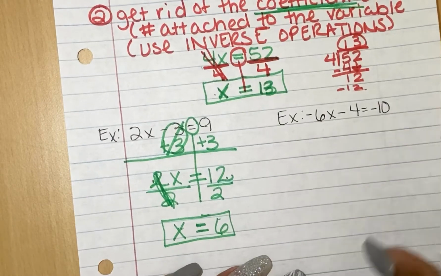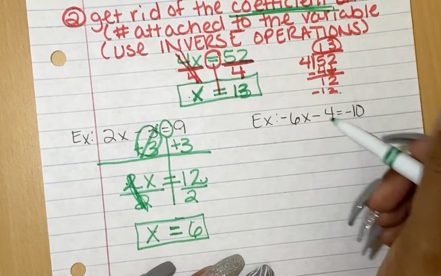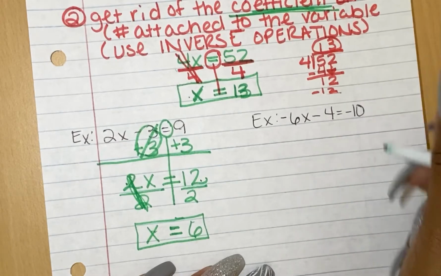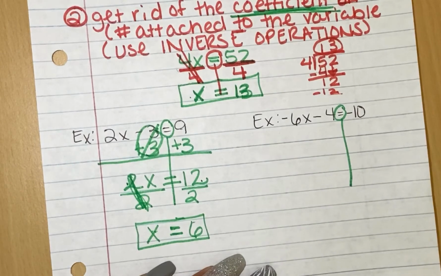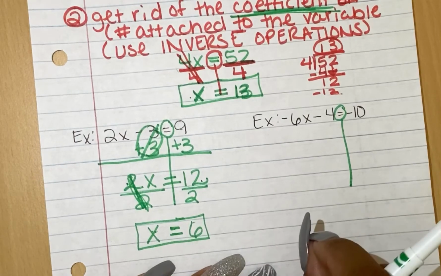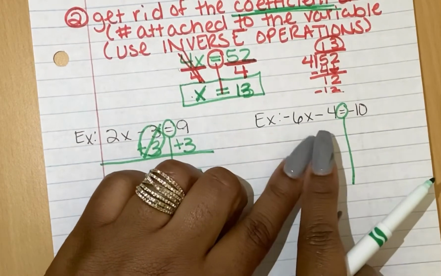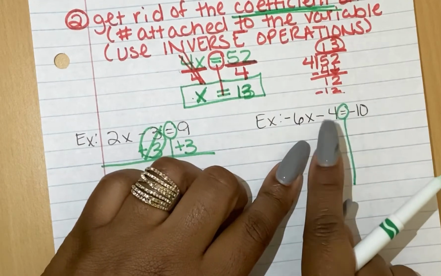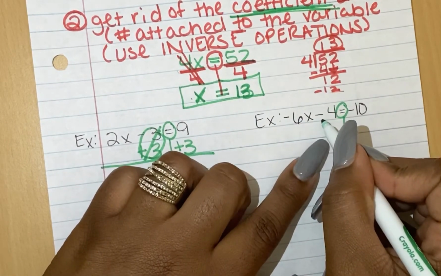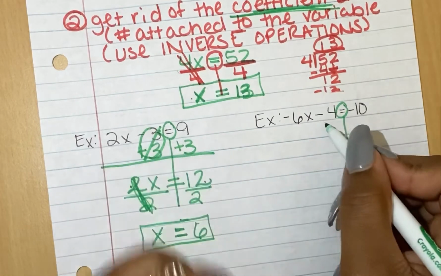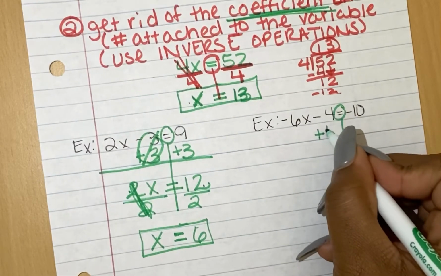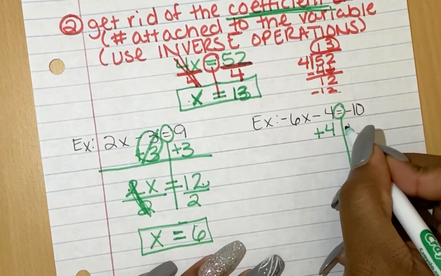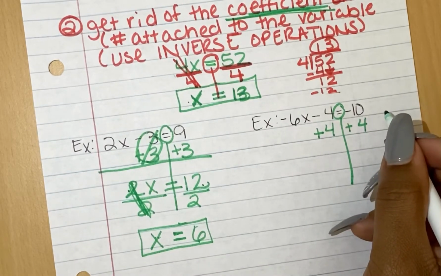Let's look at this next example. Negative 6x minus 4 equals negative 10. Use the lollipop. First step is to get rid of the constant. That is the number on the same side as the variable. Here's the side with the variable. Here is the constant. The constant is minus 4 or negative 4. The opposite or inverse operation of subtraction is addition. The 4 is what I'm trying to get rid of. So I'm going to add 4 on both sides because what you do to one side, you do to the other.